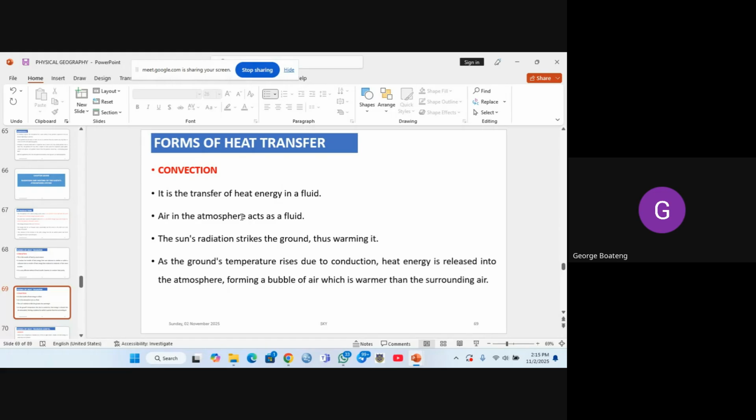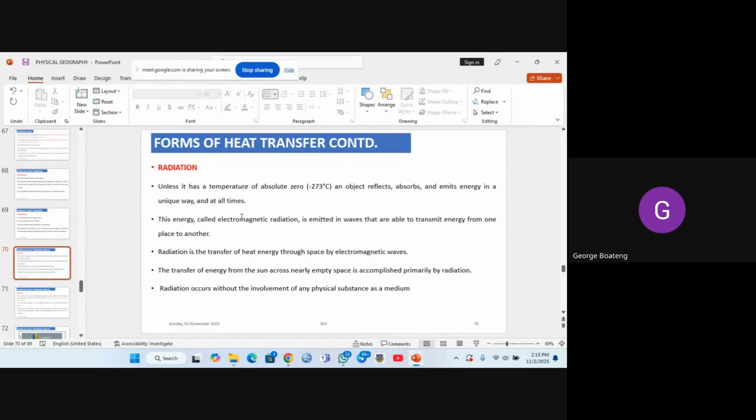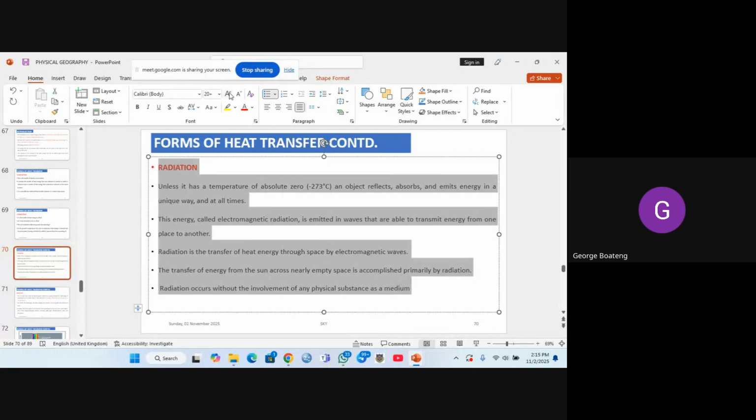So heat transfer by contact is conduction. Heat transfer in liquids is convection. Heat transfer in space, which you call the electromagnetic spectrum, is termed radiation.